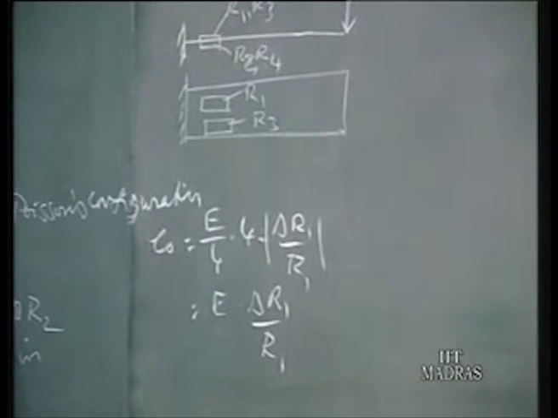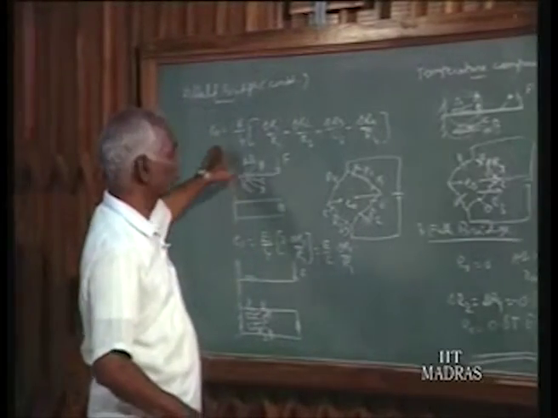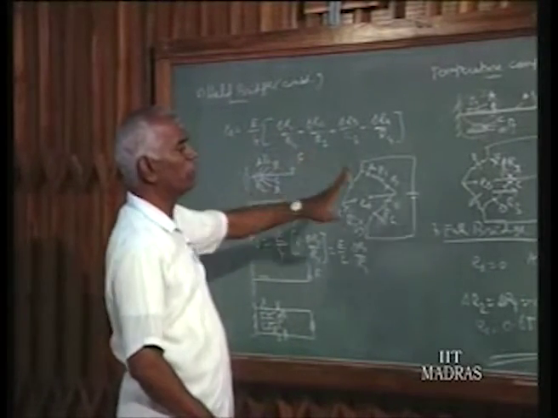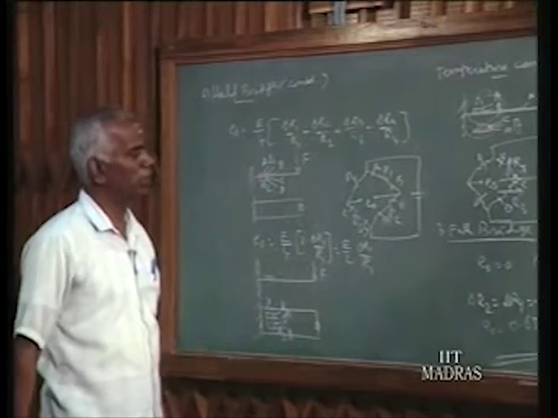So these are the configurations in which we have to use the equation profitably. If you wrongly connect, then you will get EO is 0. That is very important.